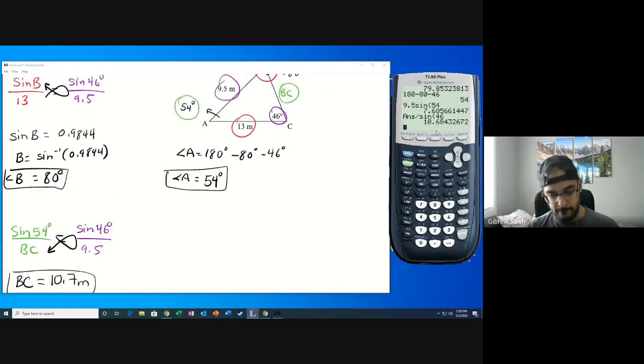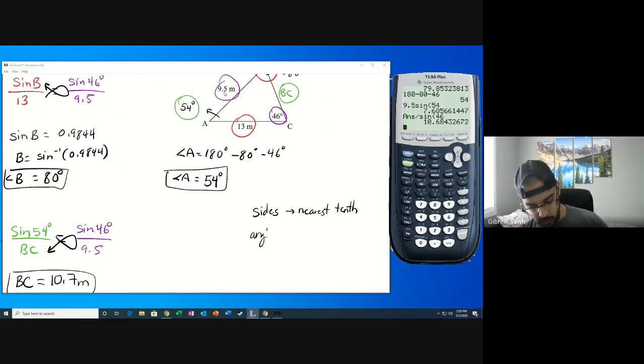Yep. As you can see, even in the picture, they give us a side length to the nearest tenth. So just for the future, side lengths usually go to nearest tenth. Okay, so sides usually to the nearest tenth, and angles usually nearest degree, unless it's otherwise stated that you have to go to the nearest hundredth or something. Usually this is what happens.